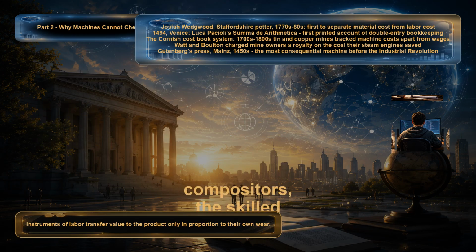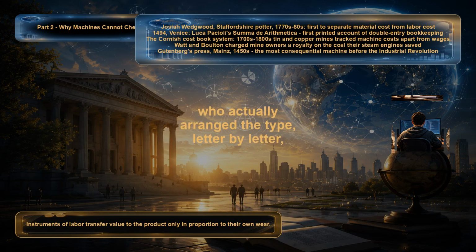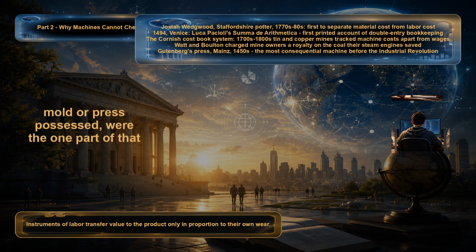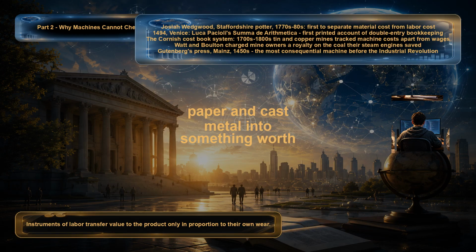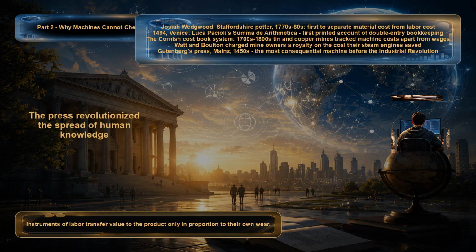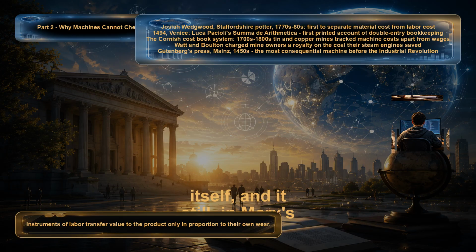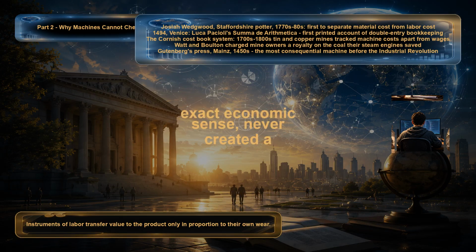The compositors, the skilled workers who actually arranged the type, letter by letter, page by page, using judgment no mold or press possessed, were the one part of that entire operation capable of turning blank paper and cast metal into something worth vastly more than its ink and lead. The press revolutionized the spread of human knowledge itself, and it still, in Marx's exact economic sense, never created a single new unit of value on its own.